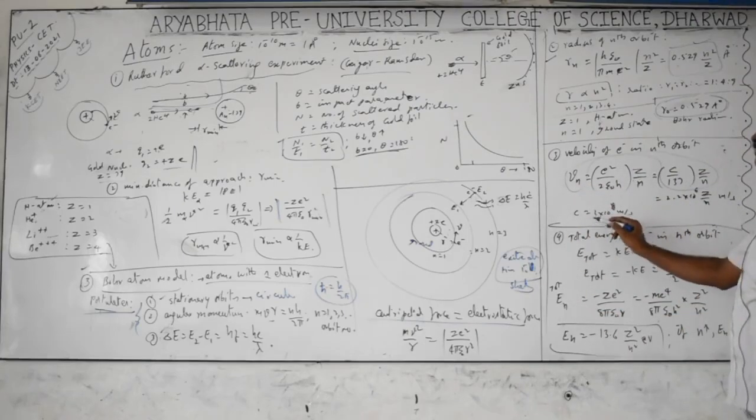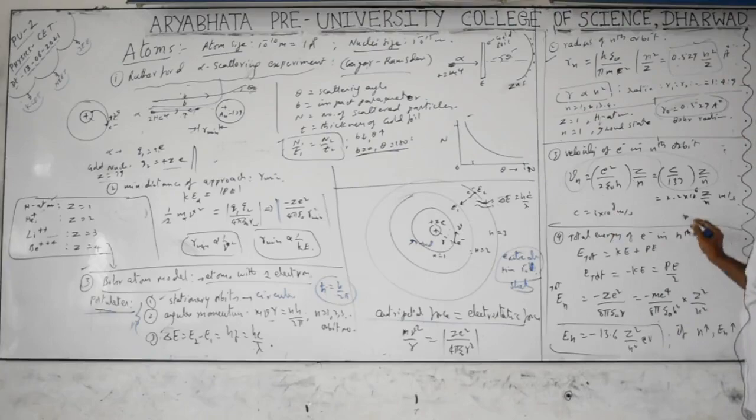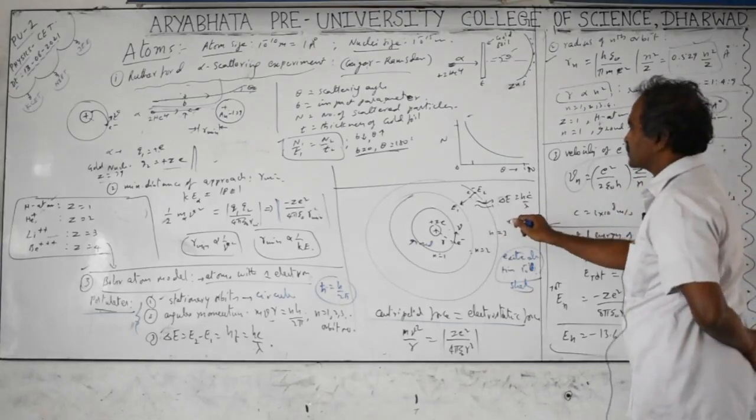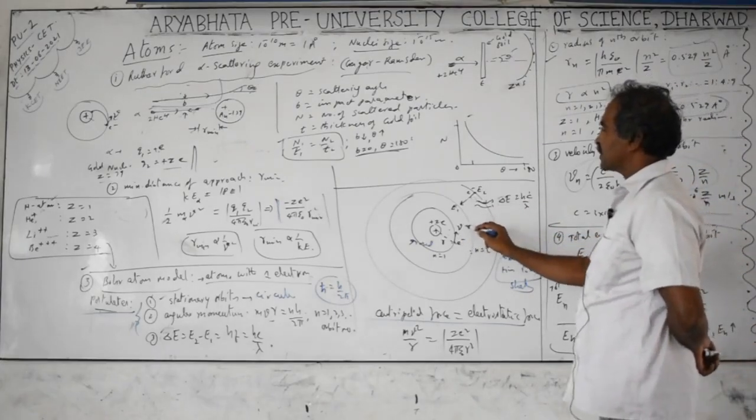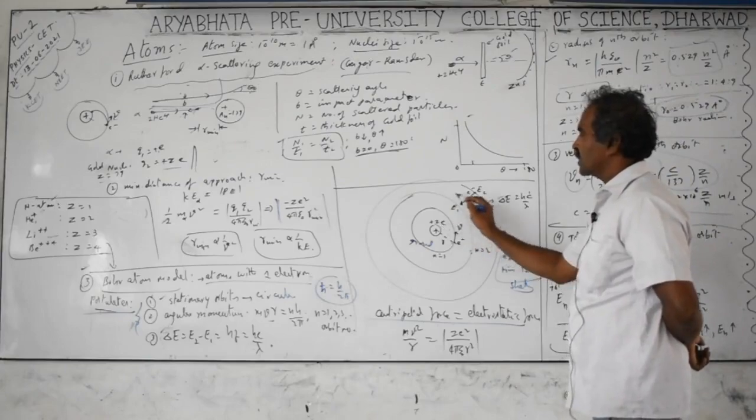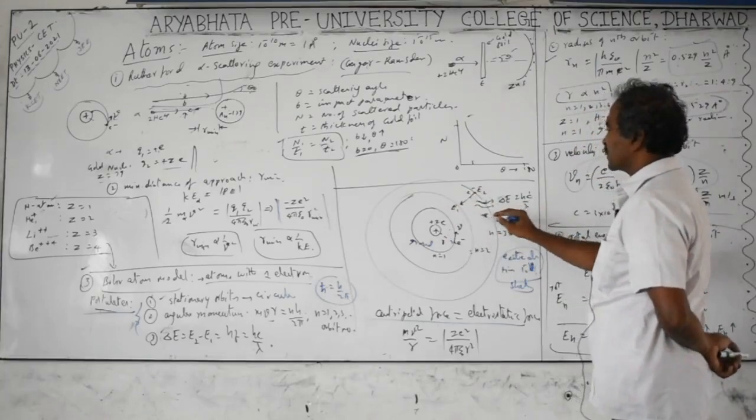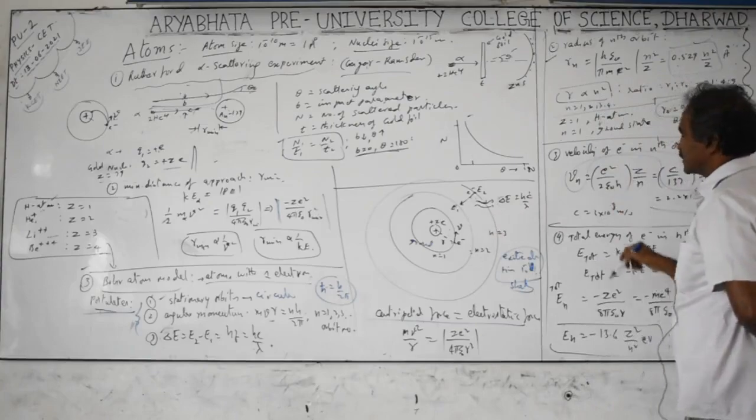c is nothing but the speed of light in vacuum, which is 3 × 10⁸ meter per second. By substituting this c and 137, the velocity of the electron is 2.2 × 10⁶ into z by n meter per second. For hydrogen atom, z is equal to 1, n is equal to 1 for the ground state and 2 for the first excited state, and so on. If n increases, velocity decreases, meaning outermost orbits have less speed than the inner orbits. Inner orbits are very close to the nucleus, so velocity is more. As the electron is taken away from the nucleus, the speed goes on decreasing.